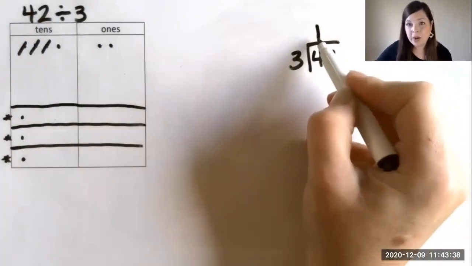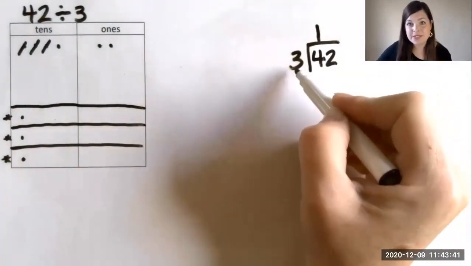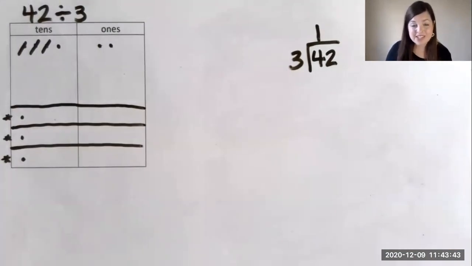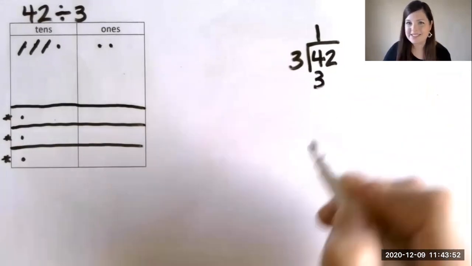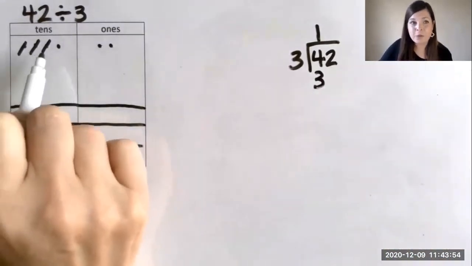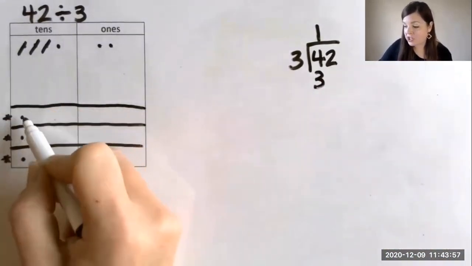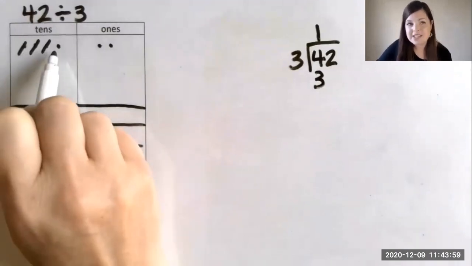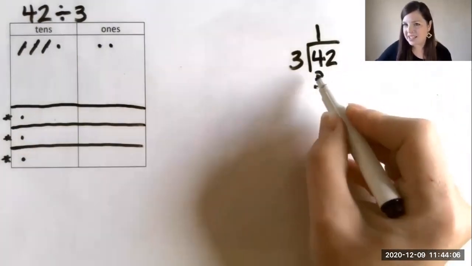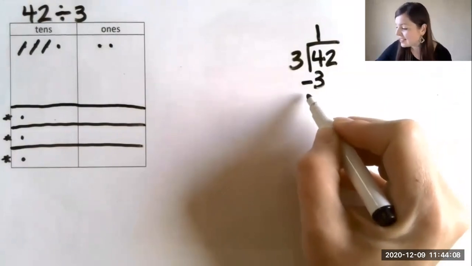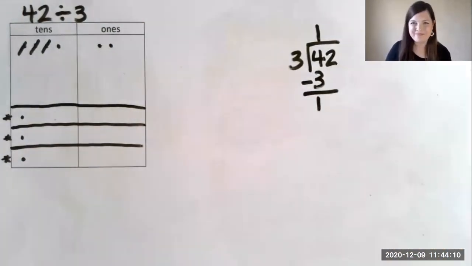We shared 1 ten with each of 3 groups. Say a multiplication sentence that tells how many tens we shared altogether. 1 ten times 3 equals 3 tens. We had 4 tens to share, and we shared 3 of them, and we had 1 ten remaining. Say a subtraction sentence that tells what we did. 4 tens minus 3 tens equals 1 ten.